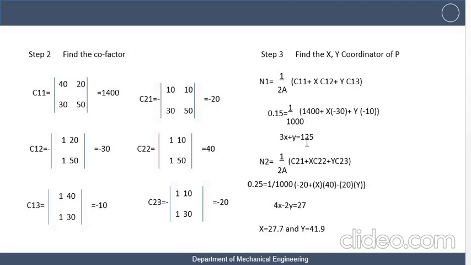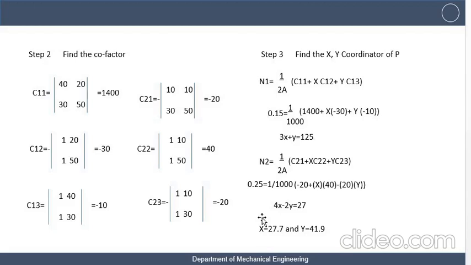So you will get this equation. Then for n2, put the values of area, n2, c21, c22, c23, and you will get the equation 4x minus 2y is equal to 27. After solving these equations, you will get x is equal to 27.5 and y is equal to 41.9.